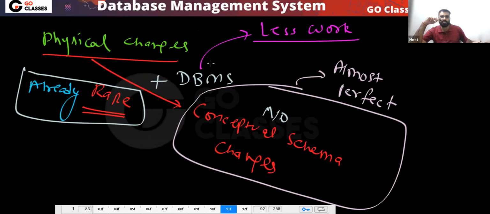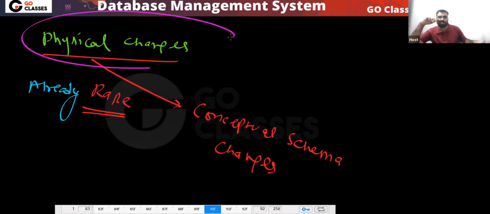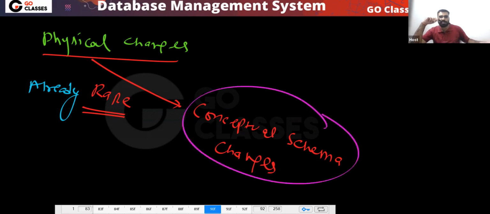Because when you change the physical storage, it is already very rare that the conceptual schema will change. If you add an index, delete an index, change the data structure, or make some small physical changes to how the data is stored, it is already very rare that the conceptual schema will change.